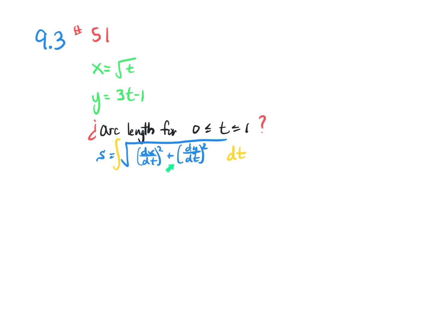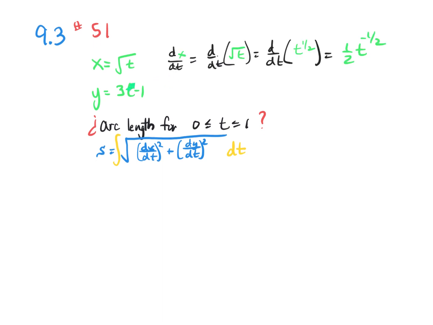So we're going to need to find what dx/dt is and dy/dt. We'll do that right here. dx/dt is 1/2 t to the negative 1/2 power. And dy/dt is, real fast, 3.